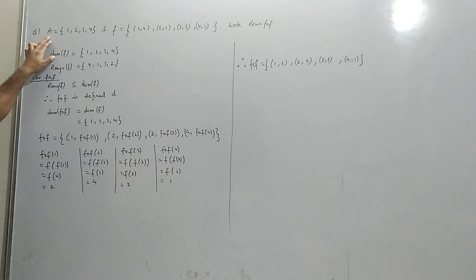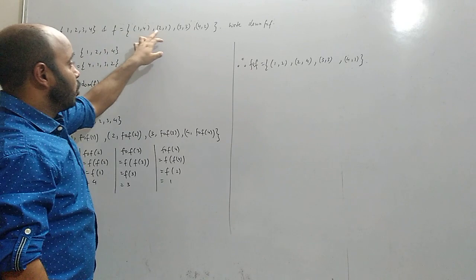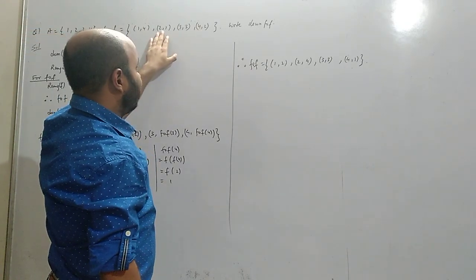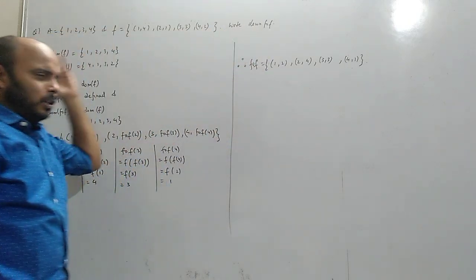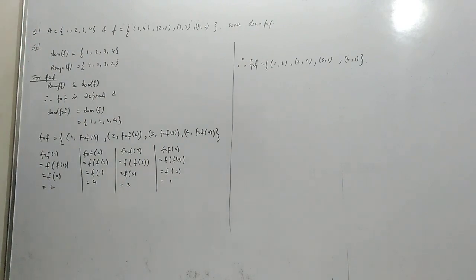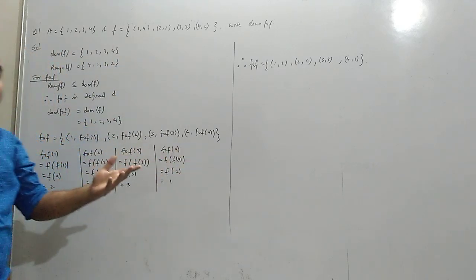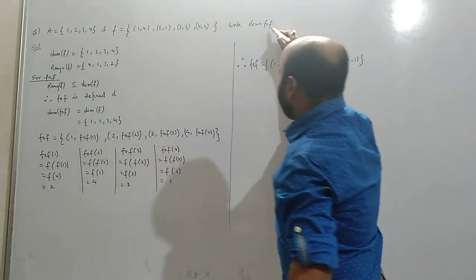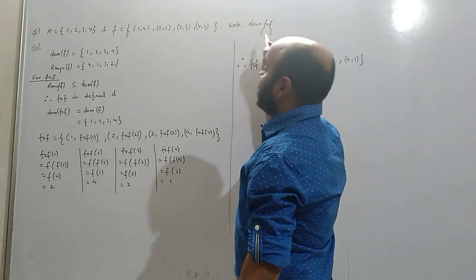Okay, a set is given to you: {1, 2, 3, 4}. F is a function given to you: {(1,4), (2,1), (3,3), (4,2)}. Write down f o f. We did this kind of question earlier also, the first question, remember? So f o f is quite easy. For finding f o f, first you need to prove whether f o f exists or not. For proving f o f exists, the range of the last must be a subset of the domain of the first. That is, range and domain चाहिए.